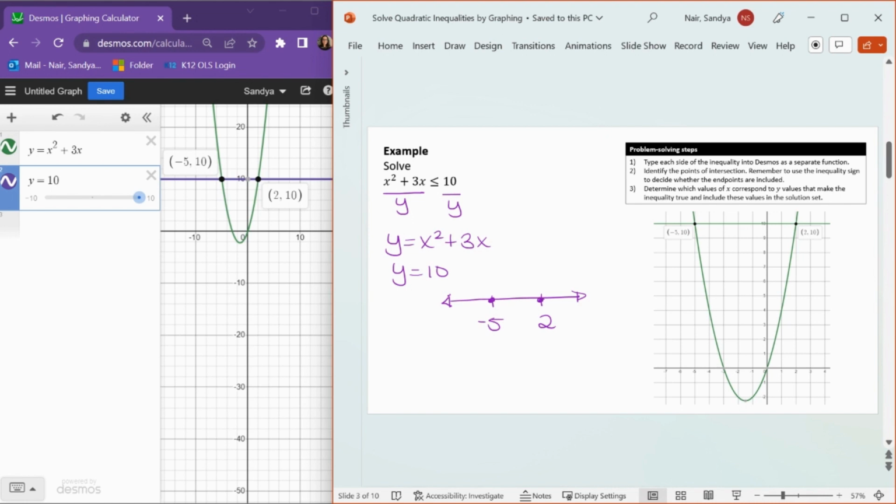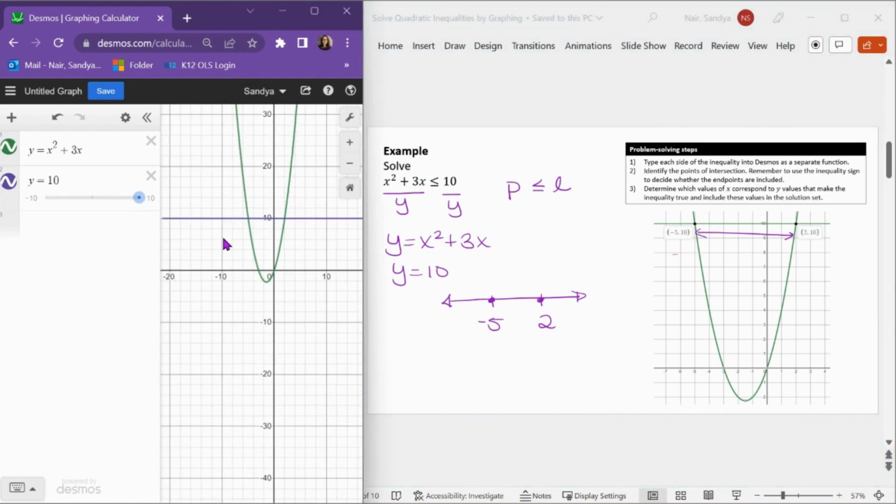So now we want to think about what this inequality is telling us. We know that x squared plus 3x is the parabola that we have on our graph. So this is saying look for places where the parabola is less than or equal to the line. We can see on our graph that our parabola is below the line right here between this point and this point, right? So in this section right here, our parabola is below the line. If we look for sections beyond those endpoints, notice that the parabola is above the line.